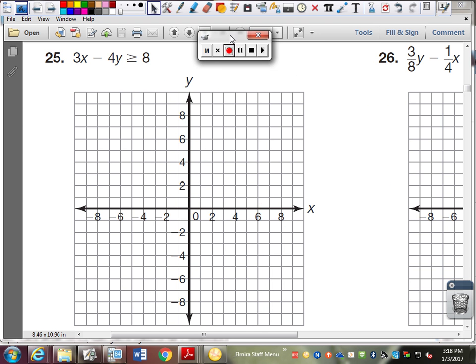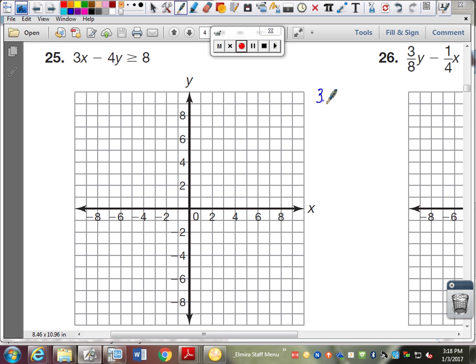Okay, let's look at that one more time with number 25. Number 25 is also standard form. So first we're going to find the intercepts. So 3x equals 8 and 4y equals 8. Divide by 3, divide by 3, 2.6 repeating. That's right about here is my x-intercept. Divide both sides by 4, and y equals 2.